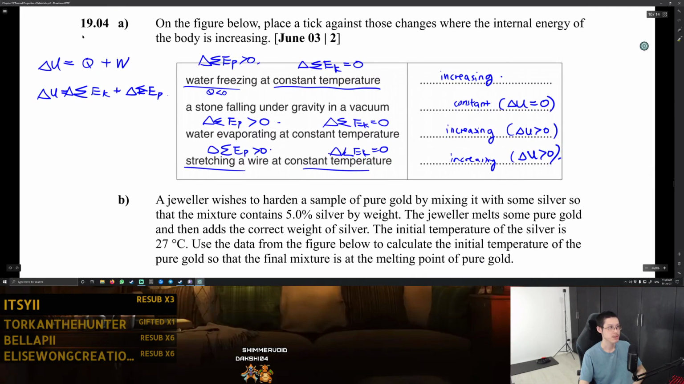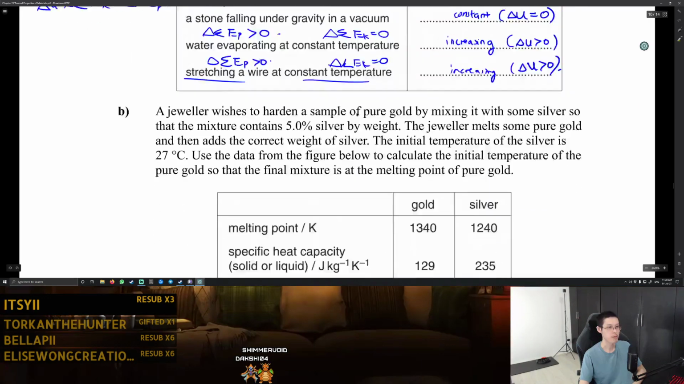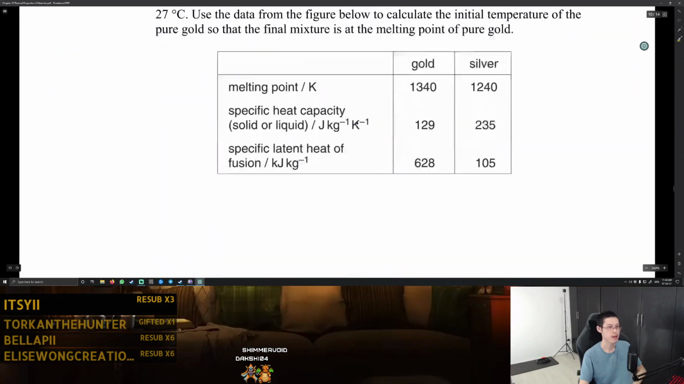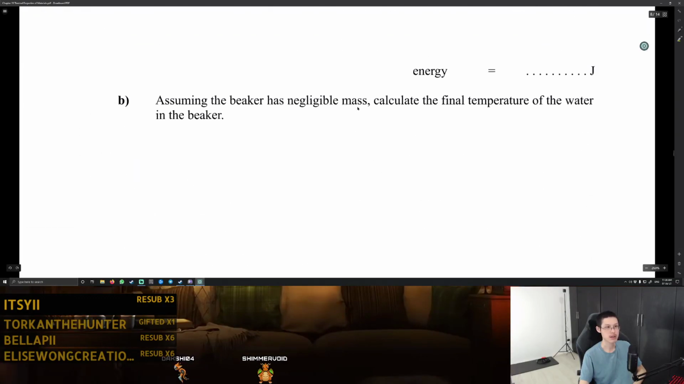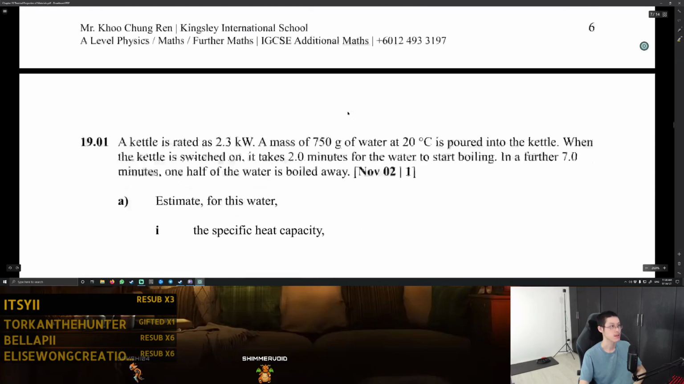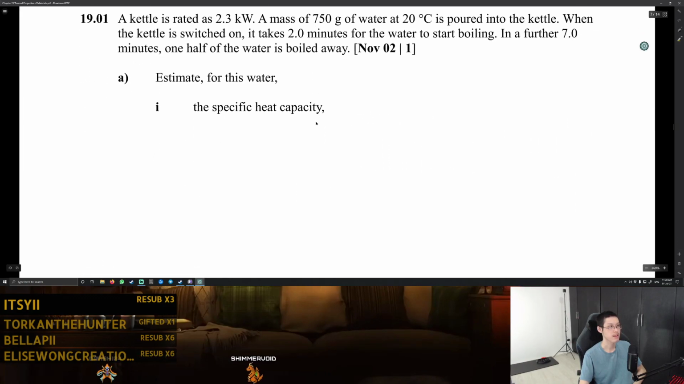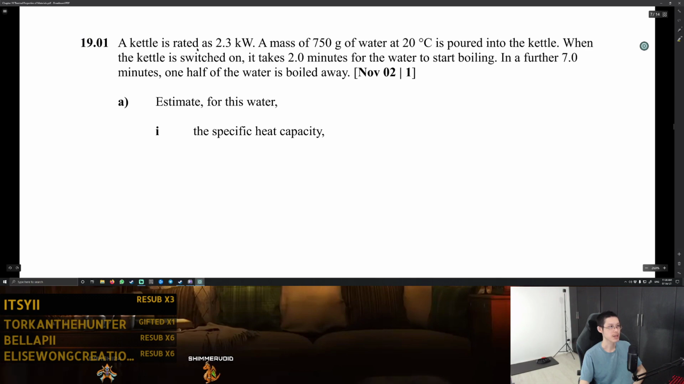We haven't actually used this equation yet, so we'll get to that soon. I think it's one of the later questions. So for now, let's just double back and do question 1. You have a kettle rated at 2.3 kilowatts. You have a mass given at some temperature poured into the kettle. When you switch the kettle on, it takes 2 minutes for the water to start boiling, and a further 7 minutes, 1/2 of the water is boiled away.